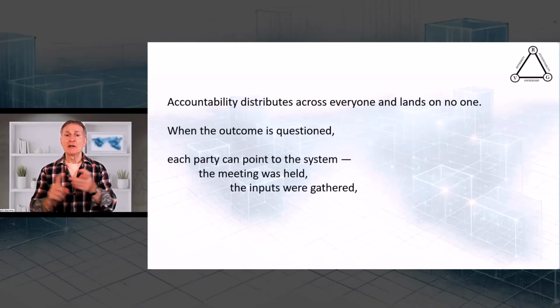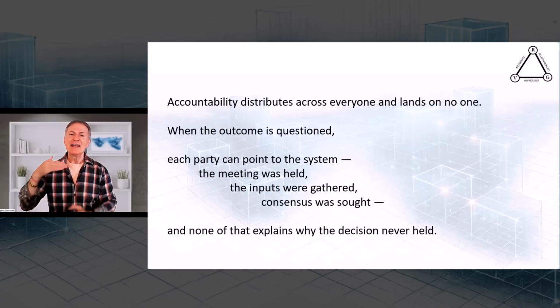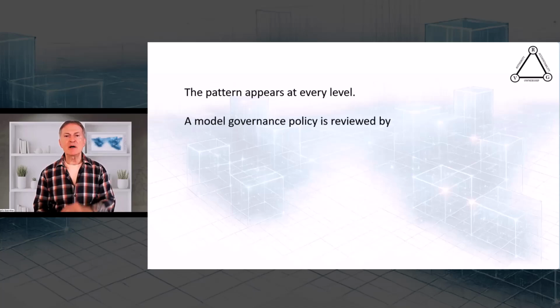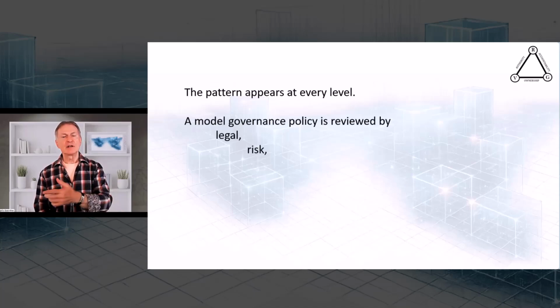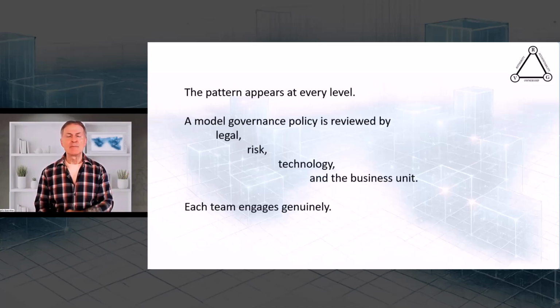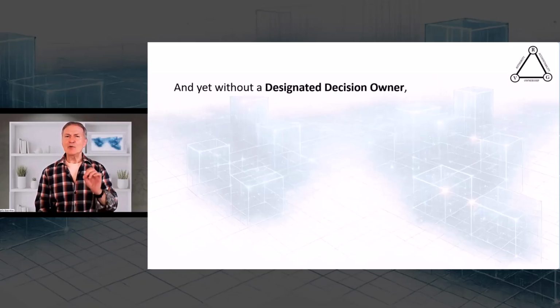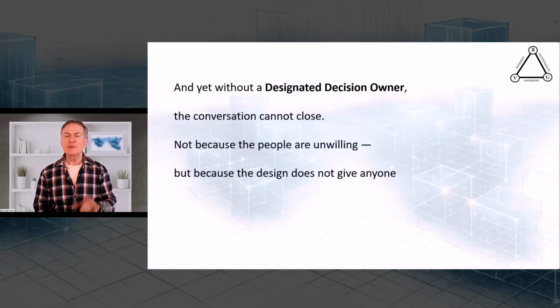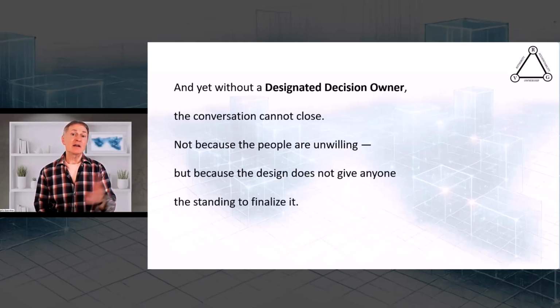The meeting was held, the inputs were gathered, consensus was sought, and none of that explains why the decision never held. The pattern appears at every level. A model governance policy is reviewed by legal, risk, technology, and the business unit. Each team engages genuinely. Each has a position. And yet, without a designated decision owner, the conversation cannot close. Not because the people are unwilling, but because the design does not give anyone the standing to finalize it.